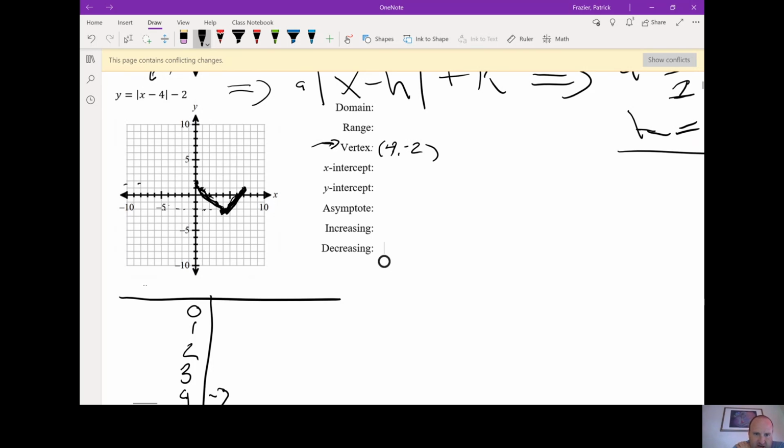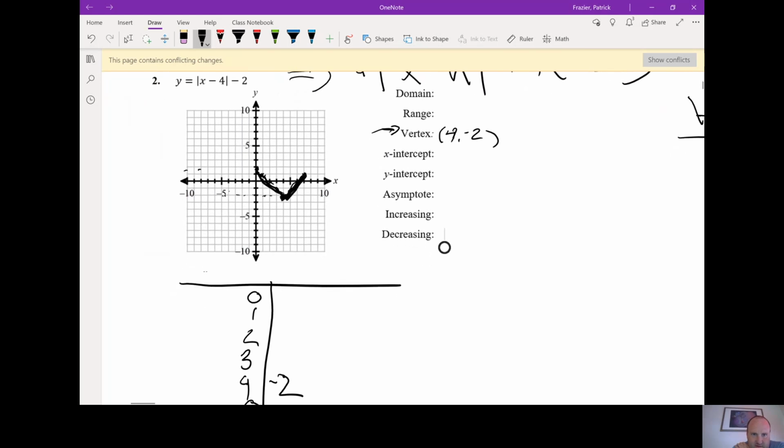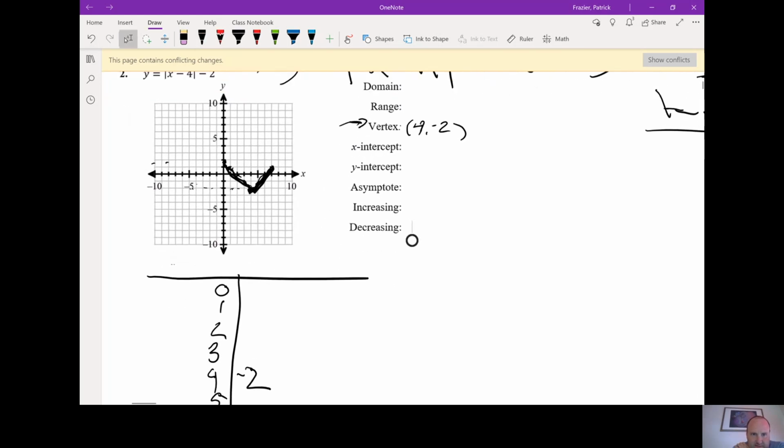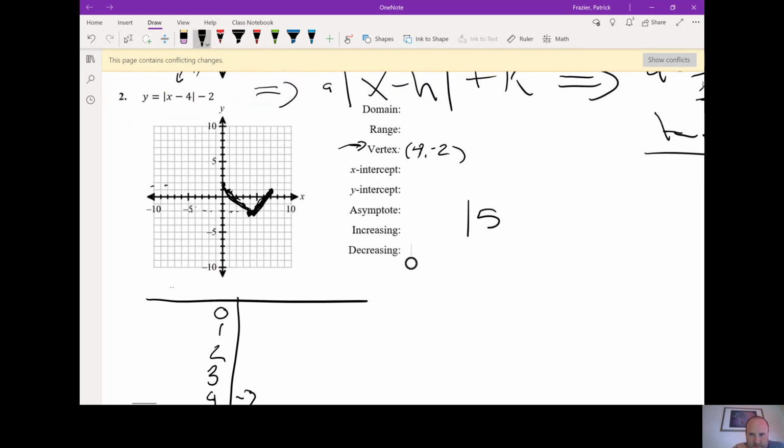and we can even check our points. So when x equals, say, 5, we turn x into 5. 5 minus 4 is 1, the absolute value is 1, and 1 minus 2 is negative 1. So that would make sense. When x is 5, we're right at negative 1.